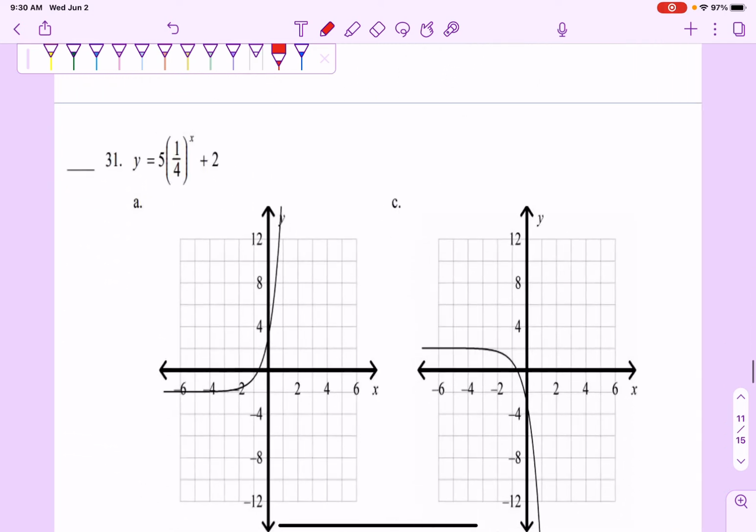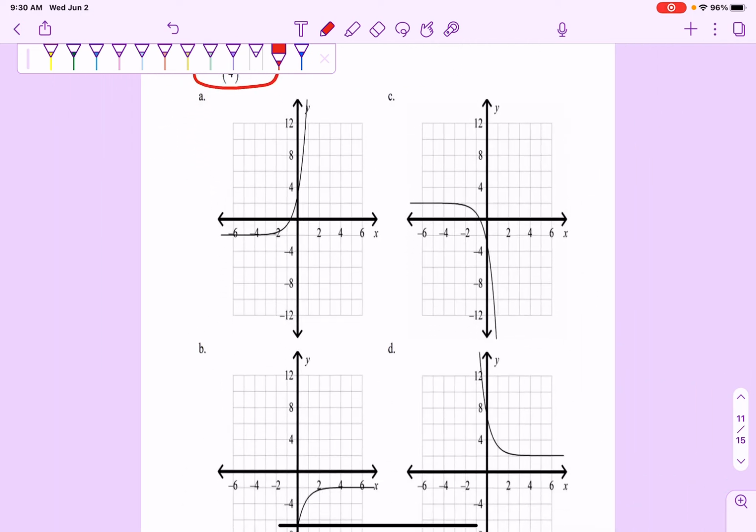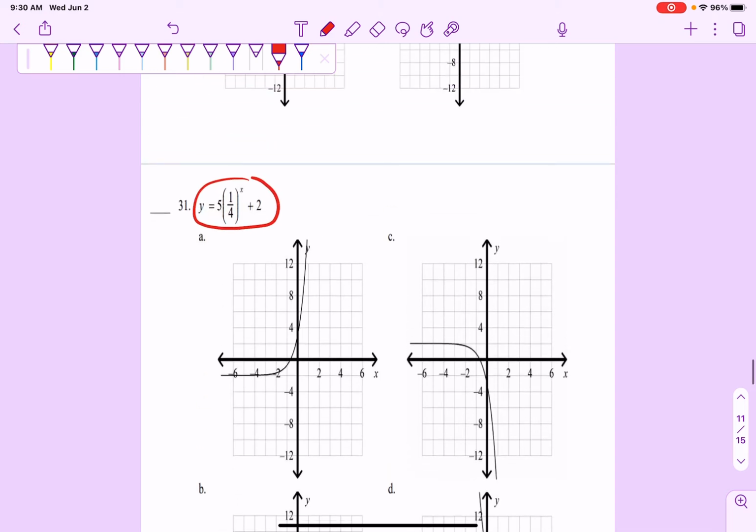Okay, here's our next one. So y equals 5, parentheses 1/4 raised to the x, plus 2. Now we're going to see which graph that it matches. Okay, so I'm going to take this again and put it into Desmos.